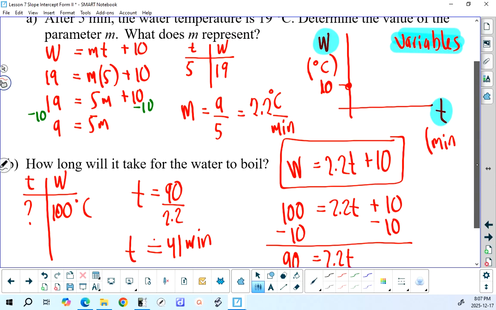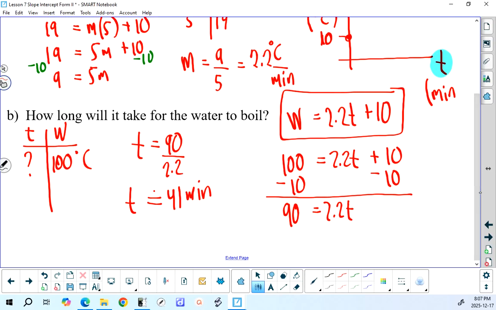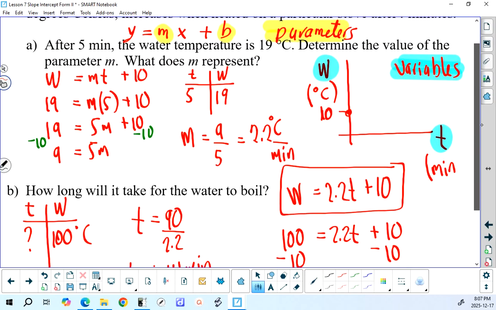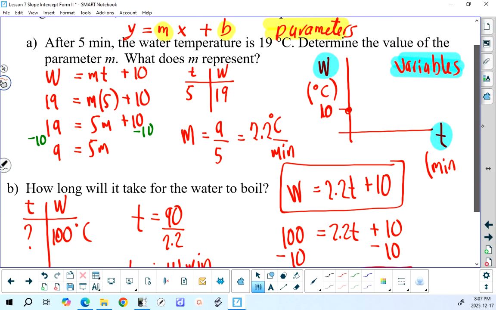So the answer to the question for B is 41 minutes. Not a very great question. I would change it next time so that the slope is higher and it would heat up a lot quicker.